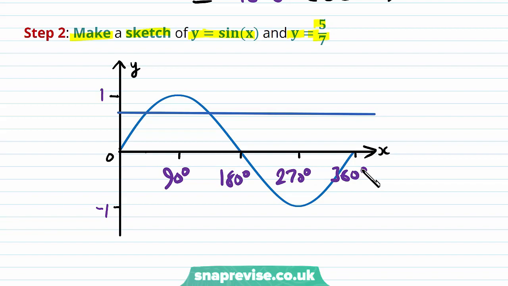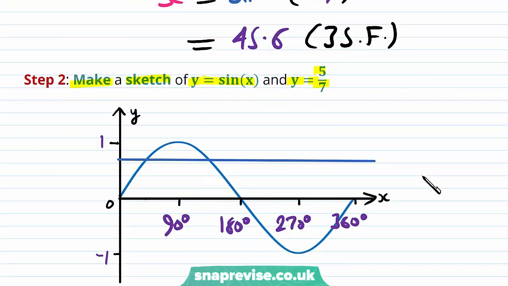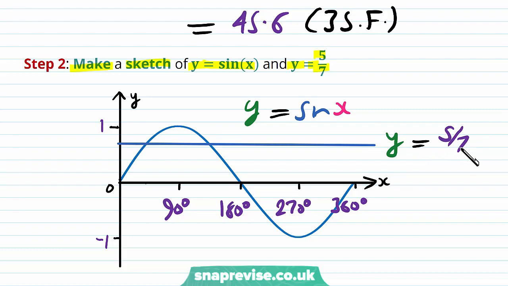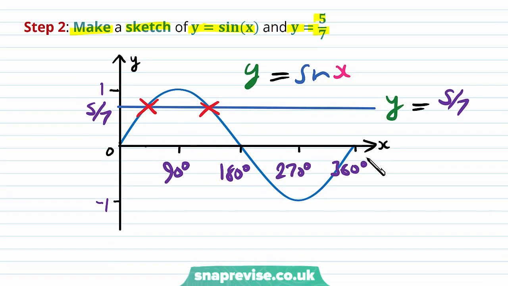These are the important values within our range 0 up to 360 for x. We have our graph y is equal to sine of x, but we also have this line which is y is equal to 5 over 7, since we're looking for the intersection between these two graphs. So therefore we have this intercept value here of 5 over 7. We have these two intersections we can see here and here for our range, but we have already found this value here since this is our acute angle value, 45.6 degrees.